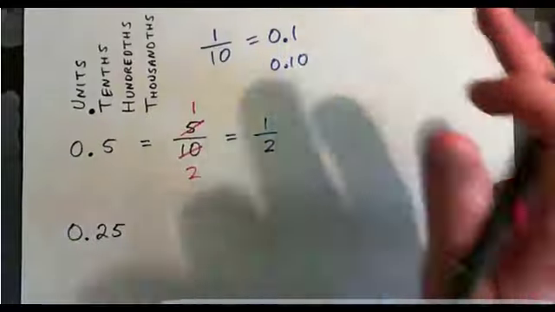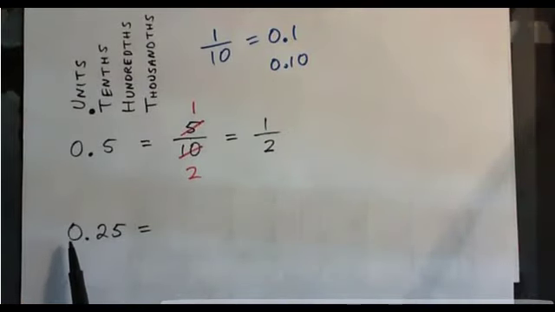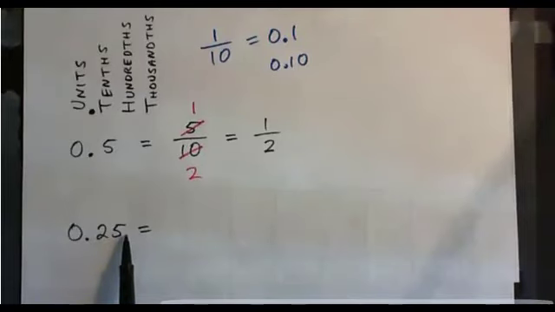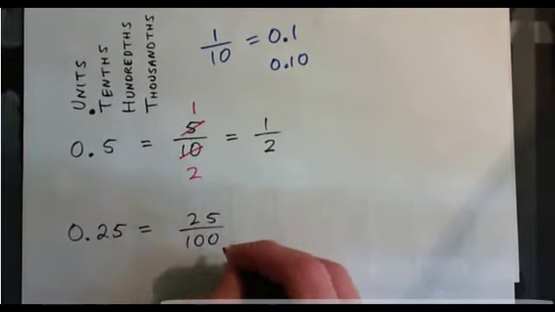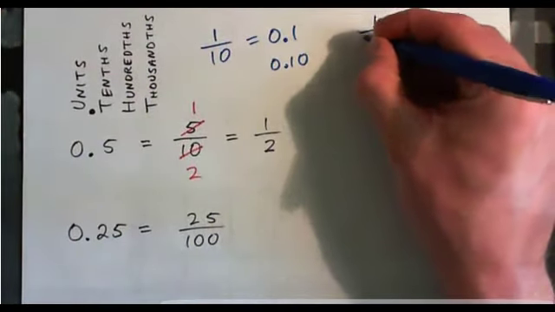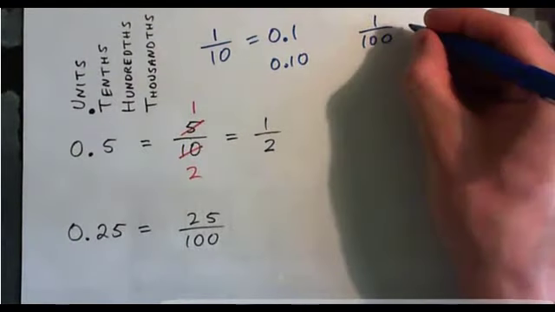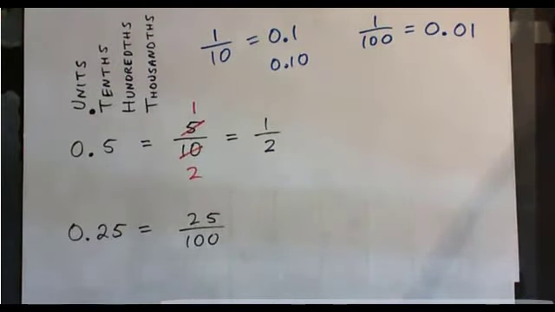0.25 we all know is 25 cents, which is of course a quarter, right? Well, let's completely show that. We have 0 units, 2 tenths, 5 hundredths. Another way of describing this is actually 25 hundredths, so it's 25 over 100. Now remember, 1 cent is 1/100th of a dollar, and that can be written 0.01. So if we just think about money, it should help us.